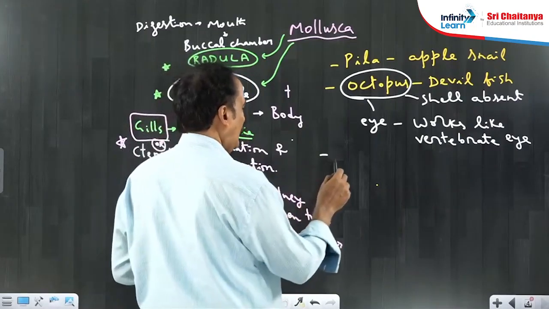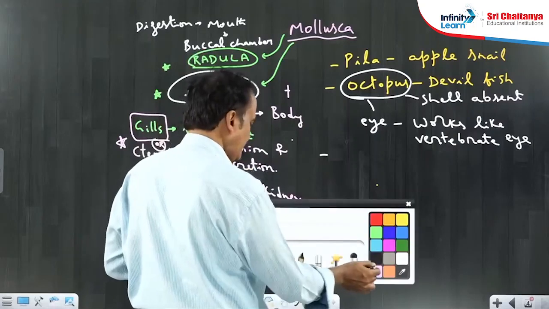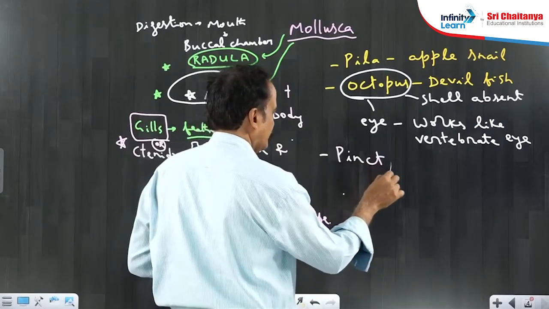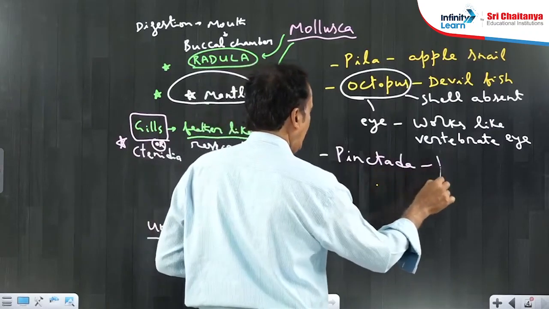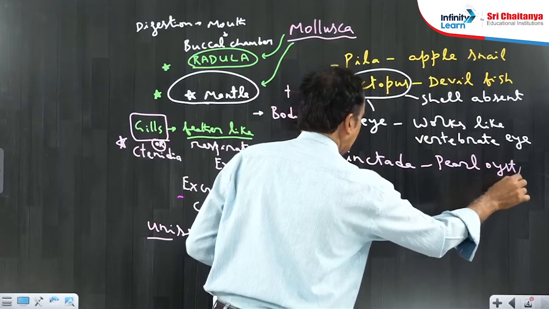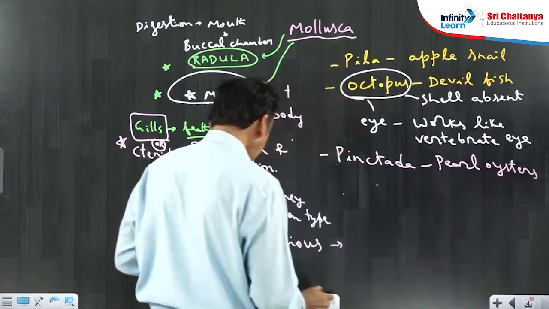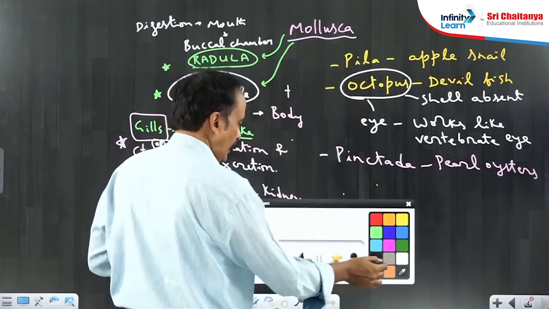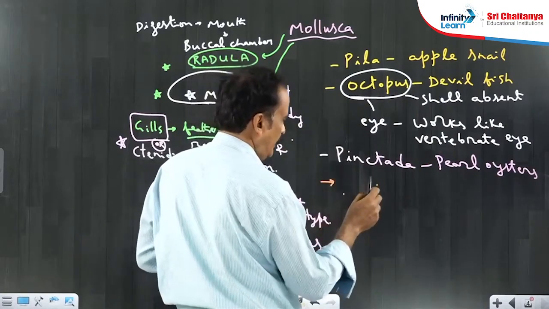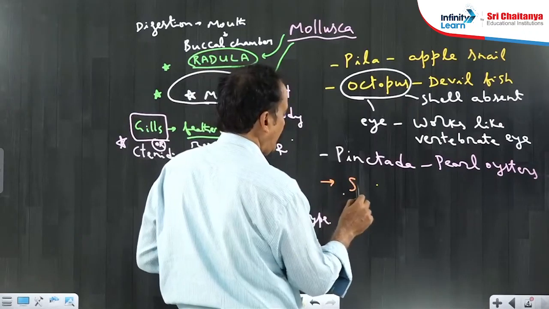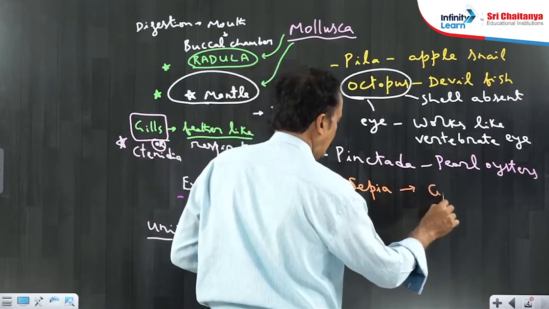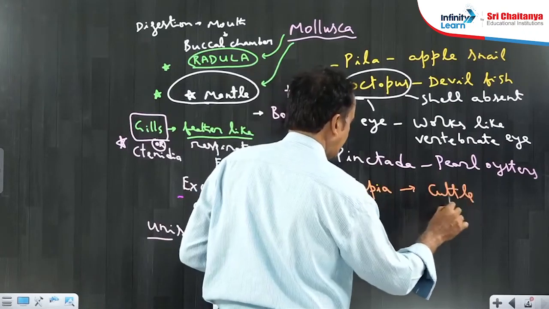You have pearl oyster called Pinctada. Pinctada is called pearl oyster. We get pearls from them. Example like the Sepia. Sepia is called cuttlefish.